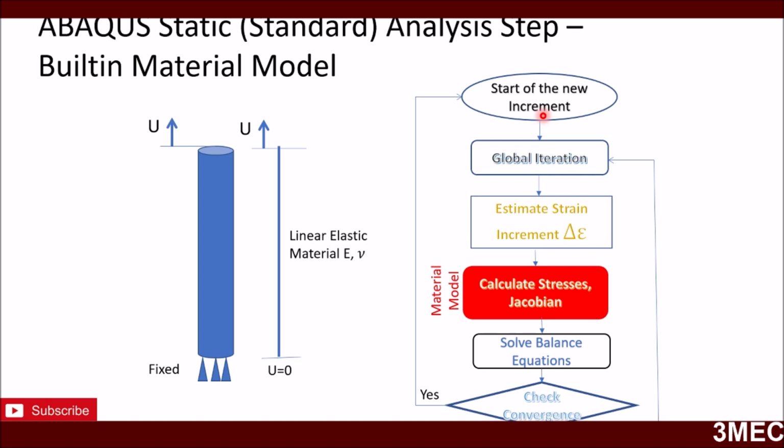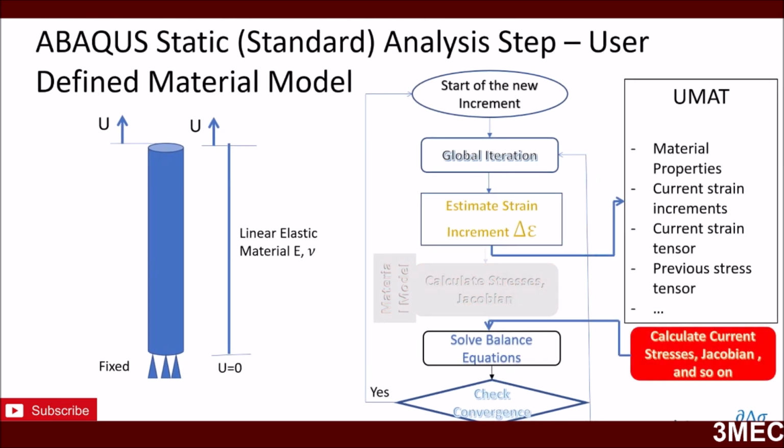Now, if a model is not available in ABAQUS, then you are supposed to define the material model yourself, and ABAQUS gives you that flexibility. So what happens then is your built-in material model goes away.